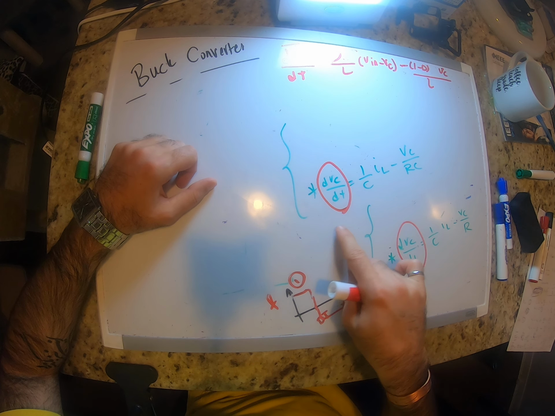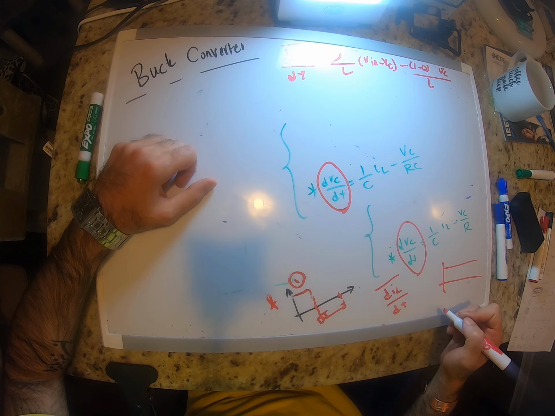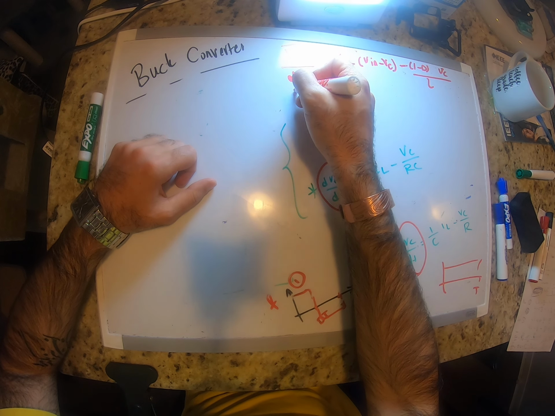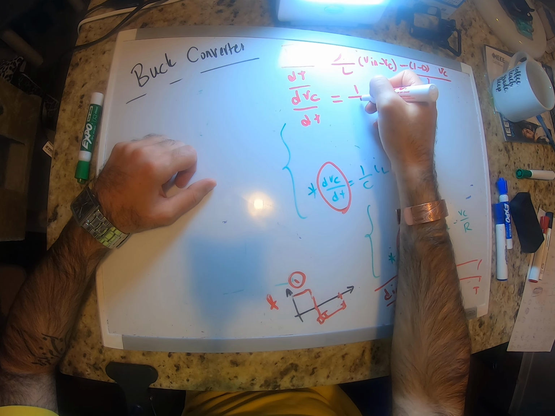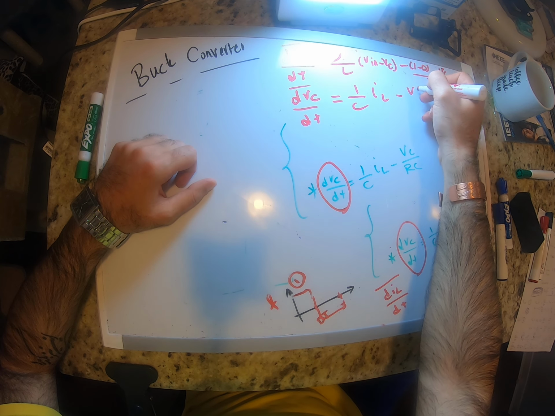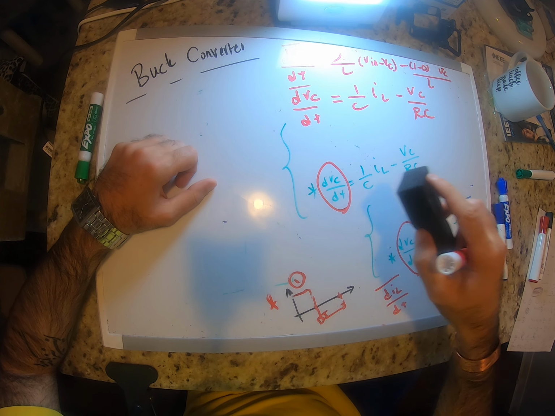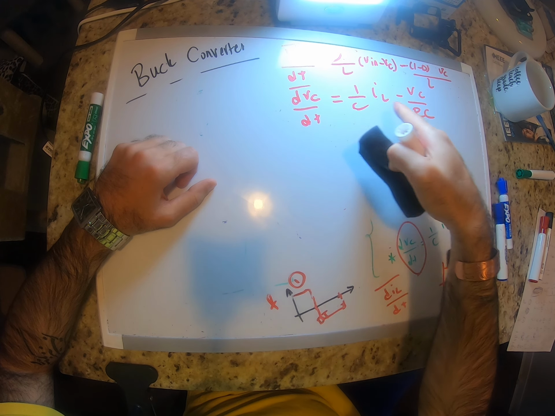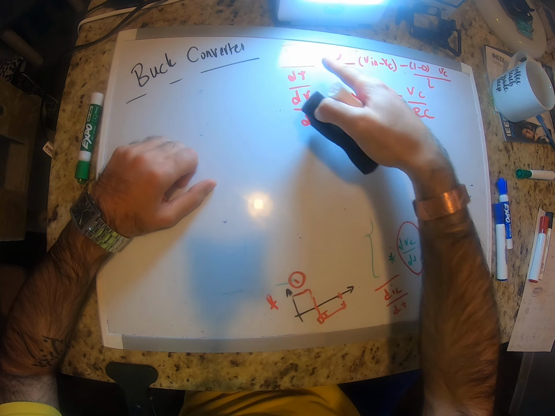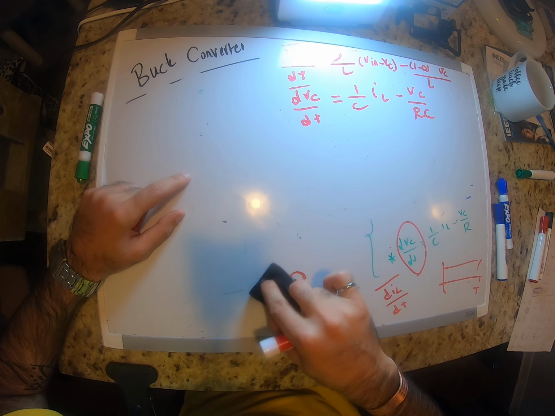If you look at it, these two are the same. So it's as if you have a constant thing for the whole period. So this is very simple then. It's going to be the same thing: 1 over C times IL minus VC over RC. We could do the same thing with D and 1 minus D, but they add up and would just cancel out to what we have.